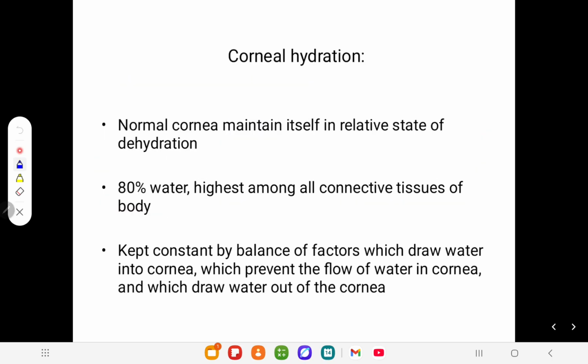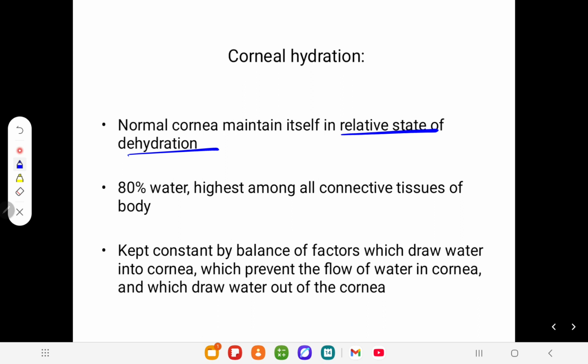Yes. So the final good topic is corneal hydration. It's a very fantastic topic, and I love the topic. Corneal hydration is very important for a contact lens practitioner, because contact lenses directly affect corneal hydration. So the normal cornea maintains itself in a relative state of dehydration, as I have already told you. Approximately 80% water, the highest amount of all connective tissue in the body. So the cornea has the highest amount of water content.